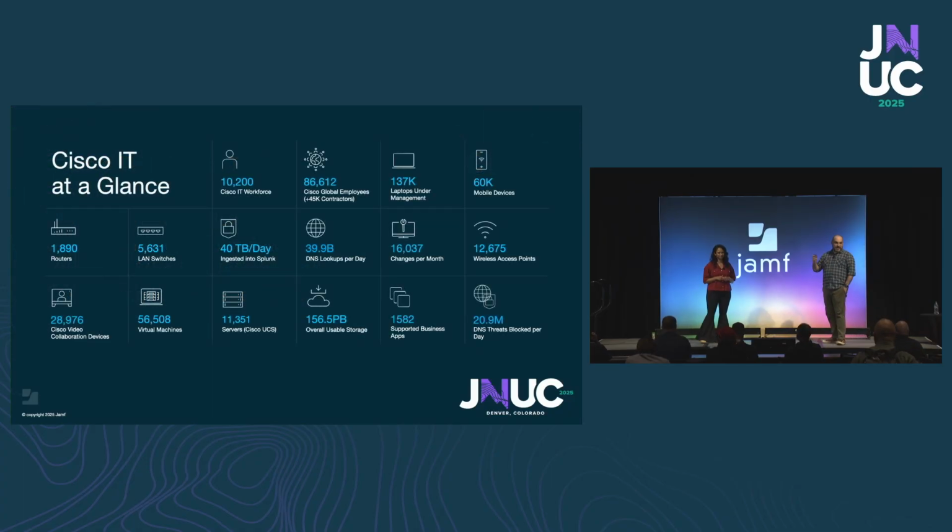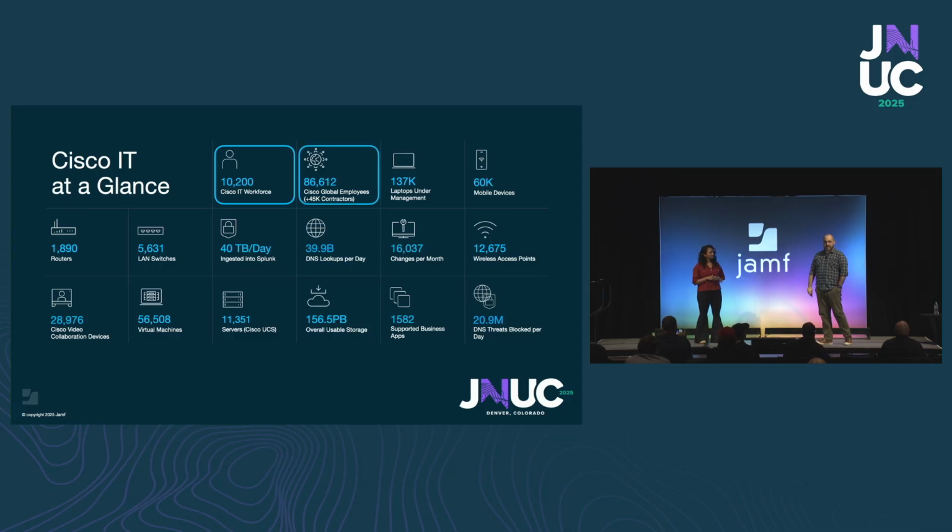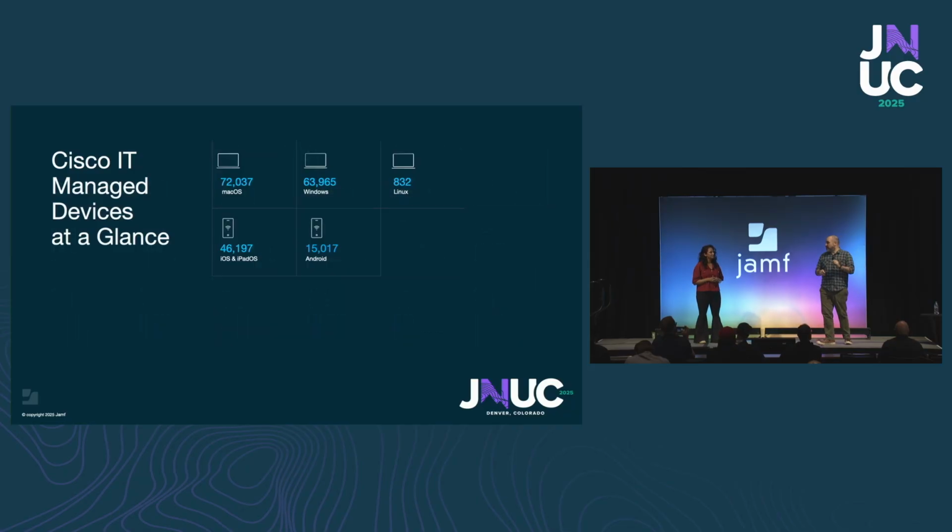All right, but it would not be a Cisco IT presentation if we didn't throw some big numbers at you. So let's talk about that real quick. Cisco IT is around 10,000 employees, supporting 86,000 full-time employees and another 45,000 contractors. So we're in charge of 137,000 laptops and another 60,000 mobile devices. All right, and then let's zoom in on those a little bit. There's some there we don't care about. We'll skip those numbers. So 72,000 macOS devices and another 46,000 iOS and iPad devices.